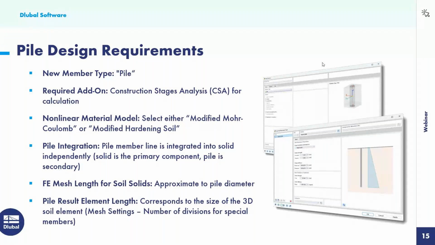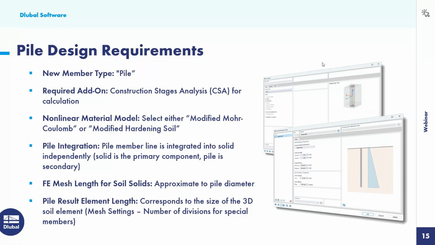So this is something that's also available with the geotechnical analysis add-on, and there are a few requirements here if we do want to carry this out. The first is that we will release a new member type in RFEM called pile, and we'll certainly see this with our simple example today. Also, it should be known that we need to also activate here the construction stages analysis add-on for the calculation.